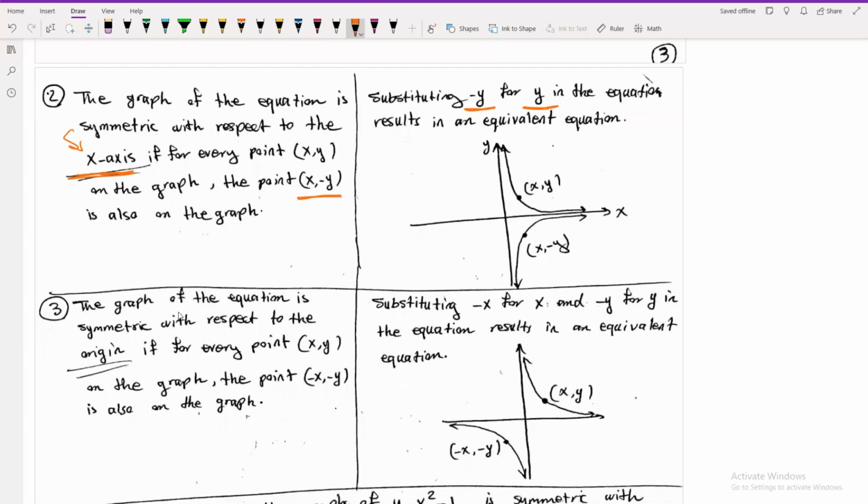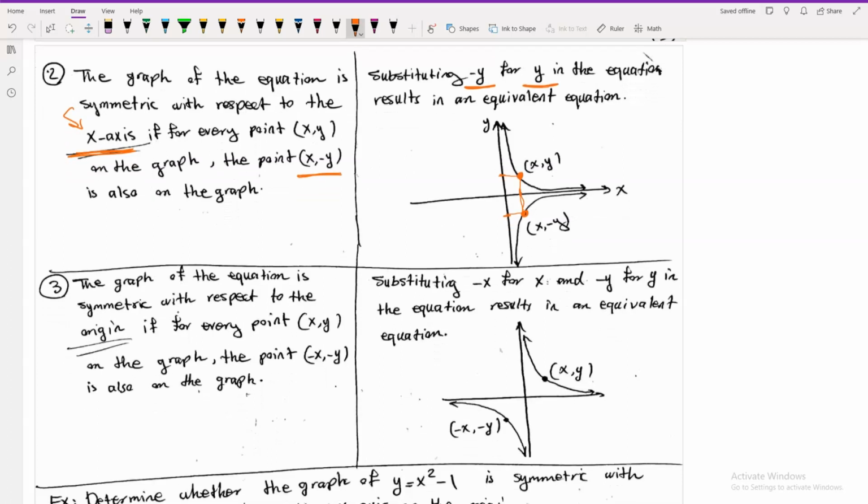So here on this part we have x, here is y, and here is negative y. So this point is based on these two, and this point is based on what we have here for x and negative y. So both of these points are on this graph. That means this is symmetric with respect to the x-axis.